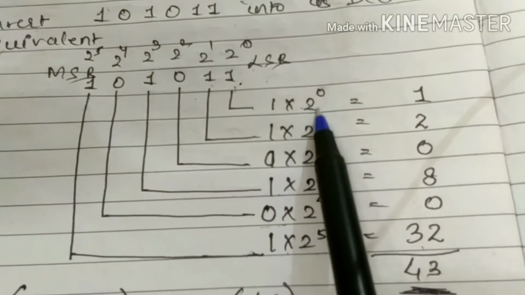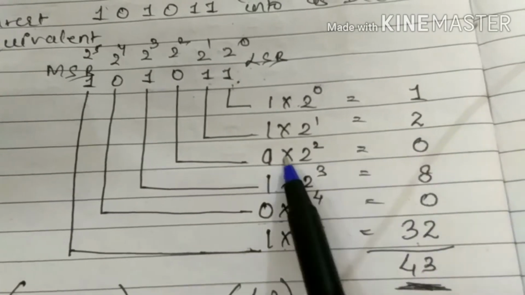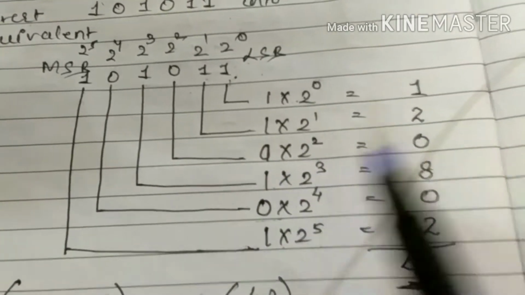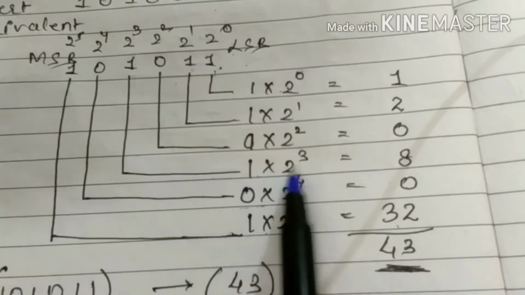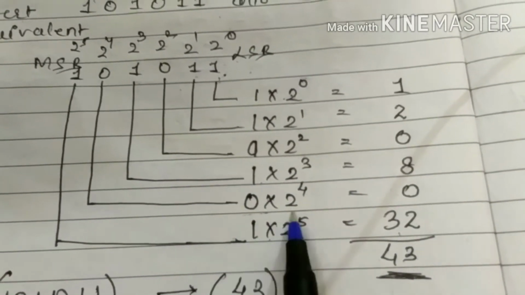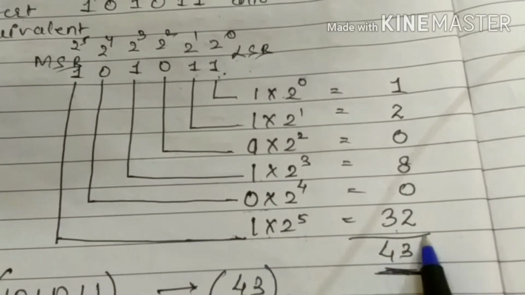1 into 2 raised to power 0: we know anything raised to power 0 is 1, so 1 into 1 is 1. 1 into 2 is 2. 0 into 2 raised to power 2: anything multiplied by 0 is 0 only, so why should we waste our time? 1 into 2 raised to power 3 is 8. Again 0 multiplication is there, so no need to calculate. 1 into 2 raised to power 5 is 32.